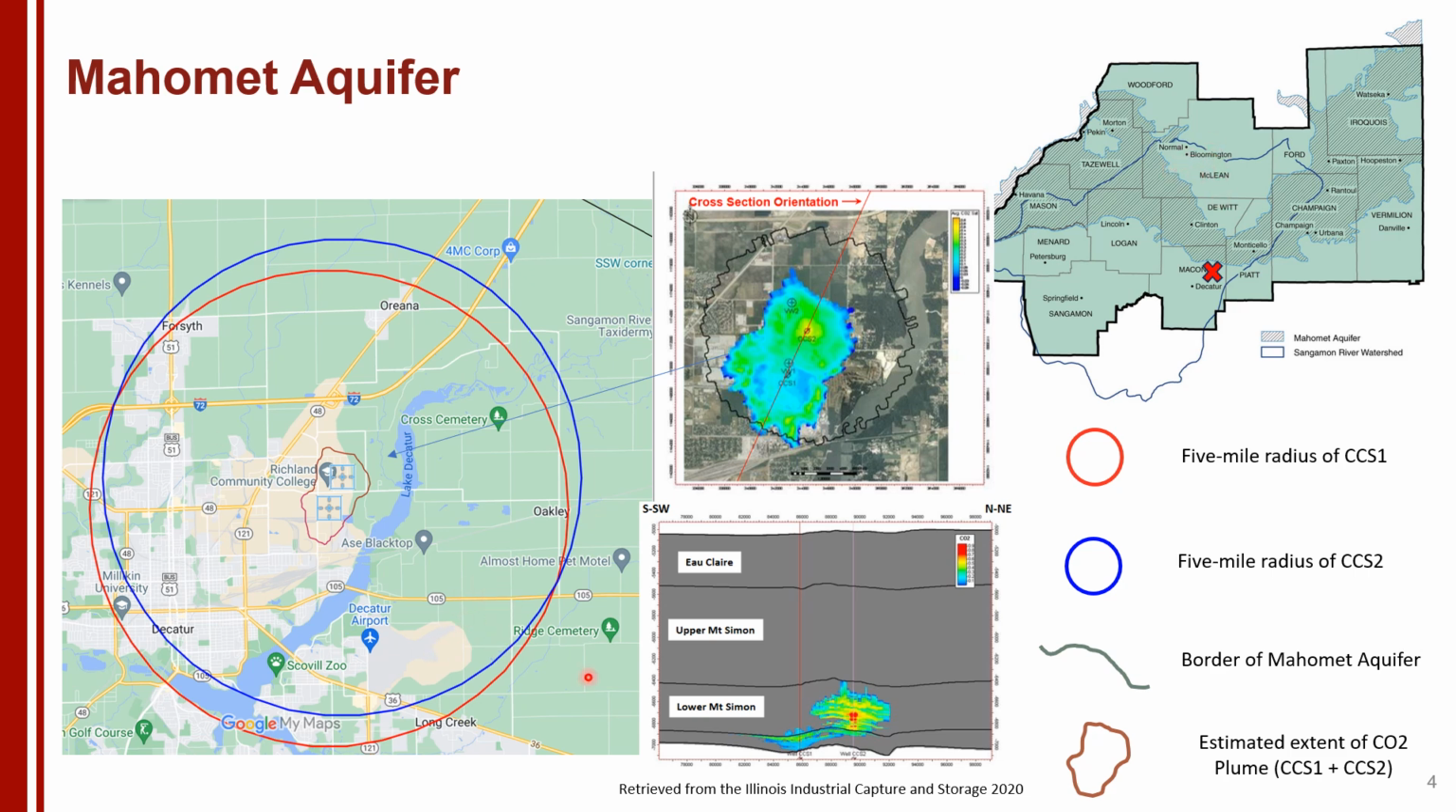Just to break down a couple of these figures, this is the CO2 plume from the Illinois Industrial Carbon Capture and Storage project in 2020, and I have that plume recognized right here to show the extent of it, as well as a 5-mile radius circle focused on CCS2 and CCS1 respectively. The Mahomet Aquifer should be around this region right here. It's about 5 miles away from the closest CCS2, so there is potential risk.